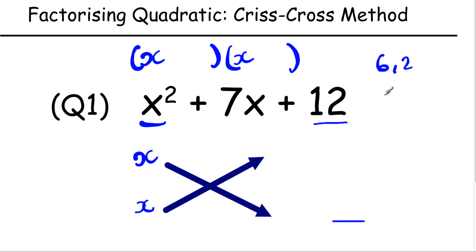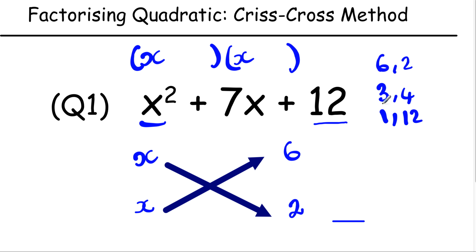Let's just look at positive numbers now. We've got 3 and 4. We've also got 1 and 12. So let's look down the list of factors until we've actually got what we want. So what I'm going to do, I'm going to put 6 and 2 here and check are these the correct factors to go into our double brackets.